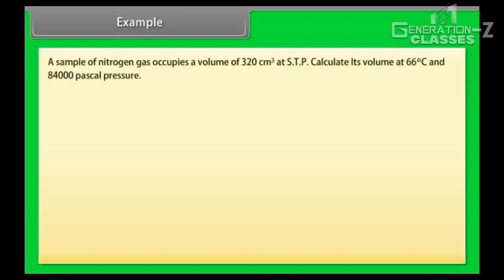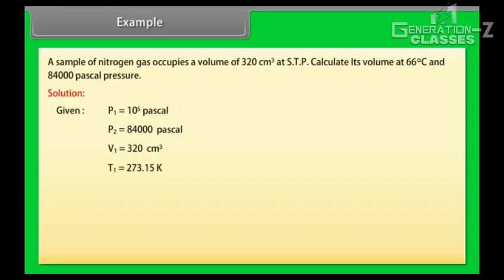Example: a sample of nitrogen gas occupies a volume of 320 cm3 at STP. Calculate its volume at 66 degrees Celsius and 84,000 Pascal pressure. Solution: given P1 is equal to 10 raised to the power 5 Pascal, P2 is equal to 84,000 Pascal, V1 is equal to 320 cm3, T1 is equal to 273.15 Kelvin, T2 is equal to 66 degrees Celsius is equal to 66 plus 273.15 Kelvin is equal to 339.15 Kelvin. We have to find V2.